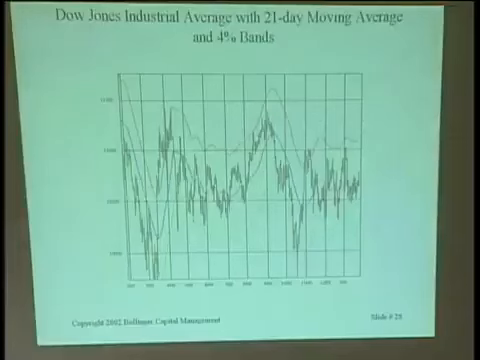Draw, in this case, a 21-day moving average and 4% bands. When we tag the upper band, prices are high by definition. When we tag the lower band, prices are low by definition.